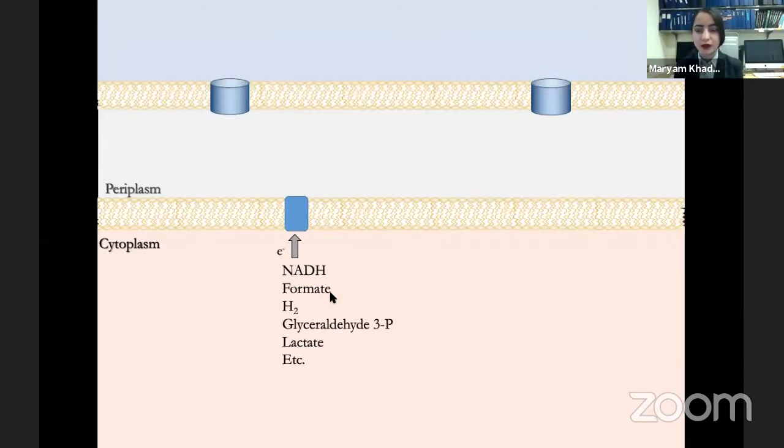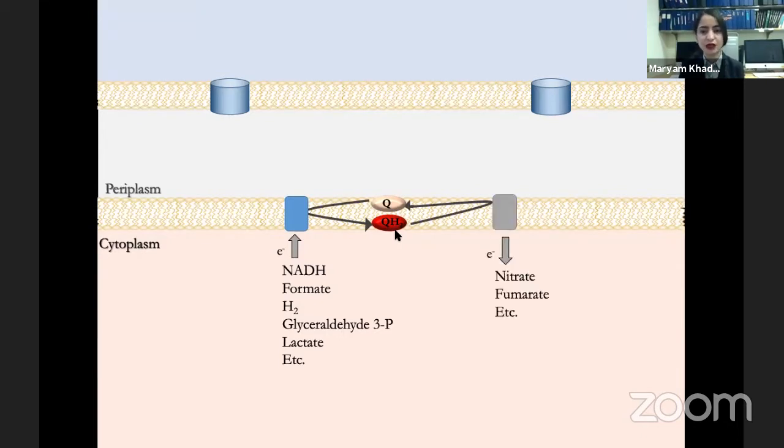I will just give you a very brief reminder about anaerobic respiration. So we know anaerobic respiration happens when we have electrons entering the electron transport chain. The source of the electron can be NADH, formate, hydrogen, different molecules. The electrons are then transferred in the electron transport chain. There can be different proteins in between, but the transfer normally happens through quinones. And ultimately, the electron is transferred to an electron acceptor at the end.